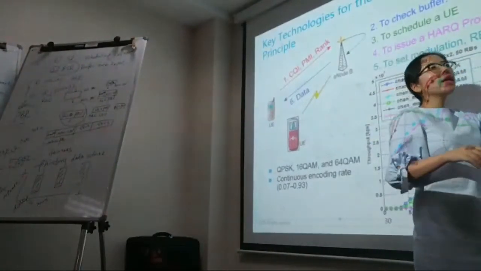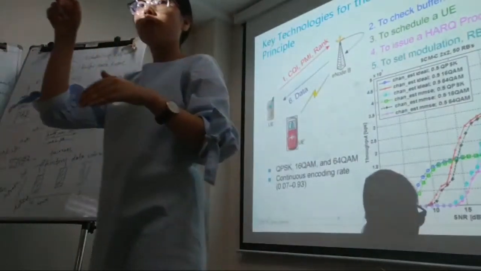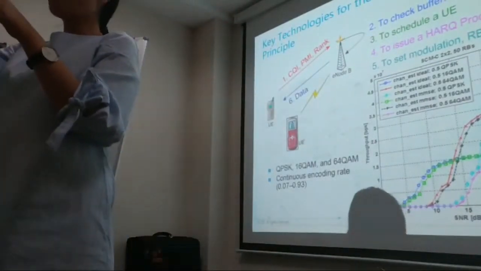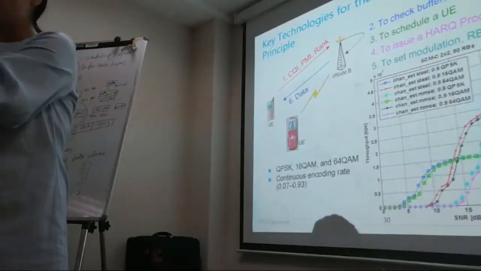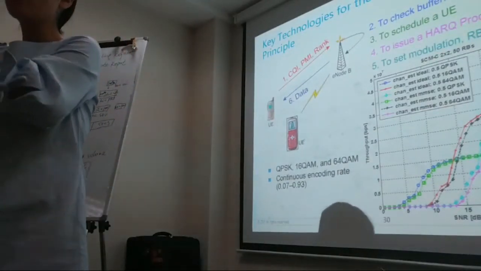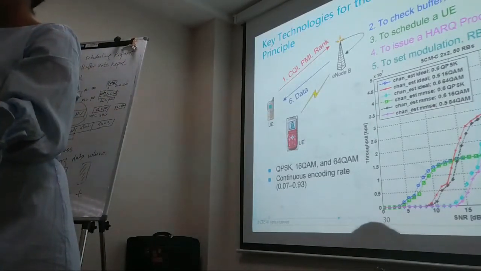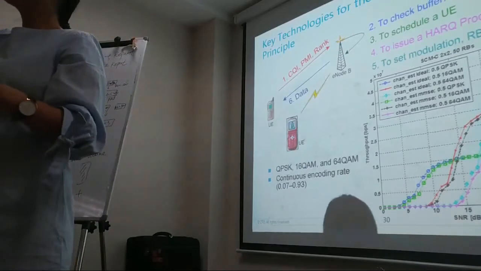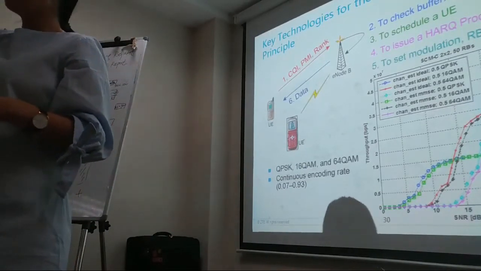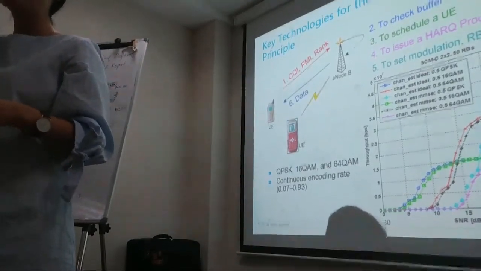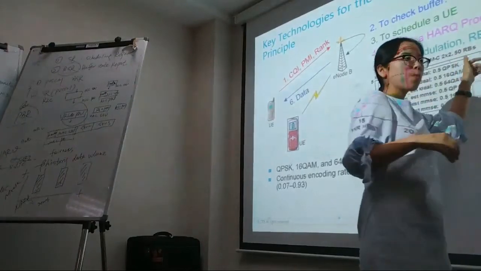The RV is related to the HARQ procedure. When we generate this data, we divide it into different parts. Each part we name a redundancy version. So we have 4 kinds: redundancy version 0, 1, 2, 3. That is the same data, but I have different kinds of versions. So which version should I select?